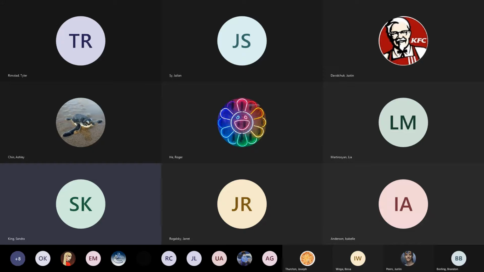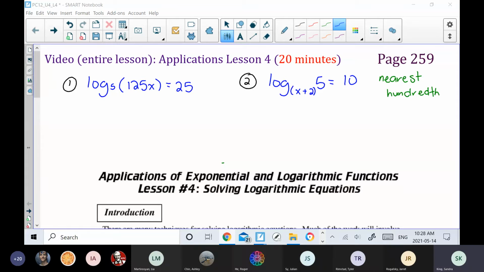So this lesson is going to be on the last lesson in logs, which is called solving logarithmic equations. And it's on page 259 of your workbook. Before we do the questions in this lesson, though, I want to do these two questions here. So you could just jot these down on a separate sheet of paper.